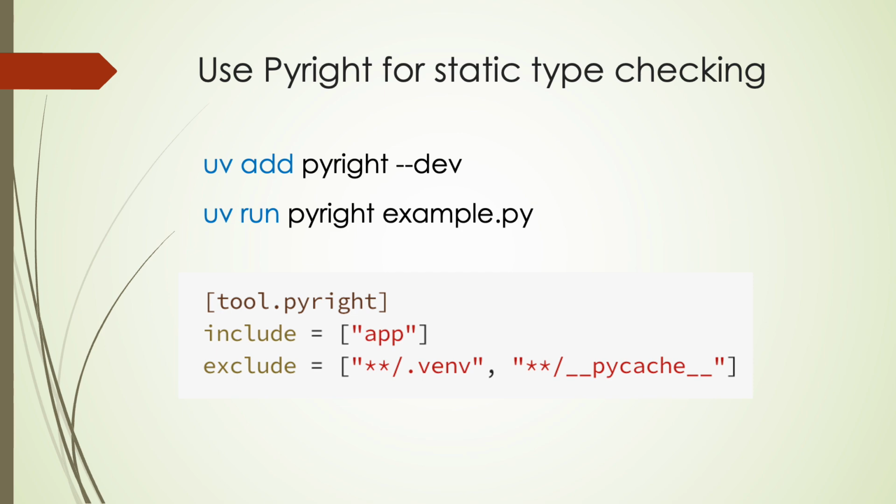The functions and usage of Pyright are very similar to those of MyPy, and thus Pyright can be used as a drop-in replacement for MyPy. The main advantages of Pyright are its speed for large projects and better IDE integration, especially with VS Code. We can install Pyright in the same way as for Ruff using the UV add command. Pyright can be used directly without special configurations. However, in practice, you normally would want to include or exclude some paths as shown in this example.